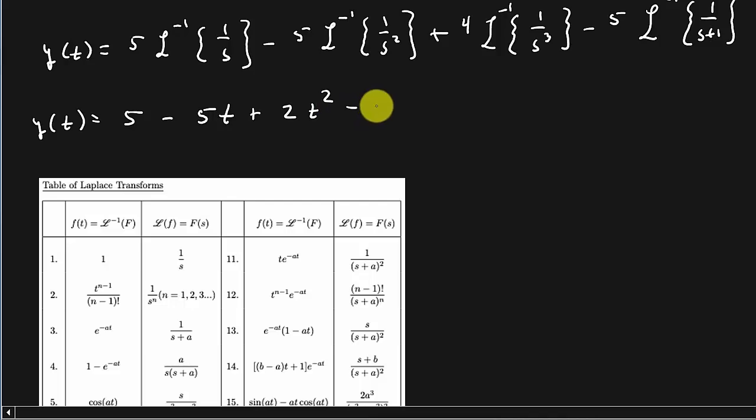And then we've got minus 5 times what? So what is this one going to be? Well, I got s plus 1. See, the s plus 1, a is 1. So if I plug 1 in, that's negative 1t. So that's 5e to the negative t.